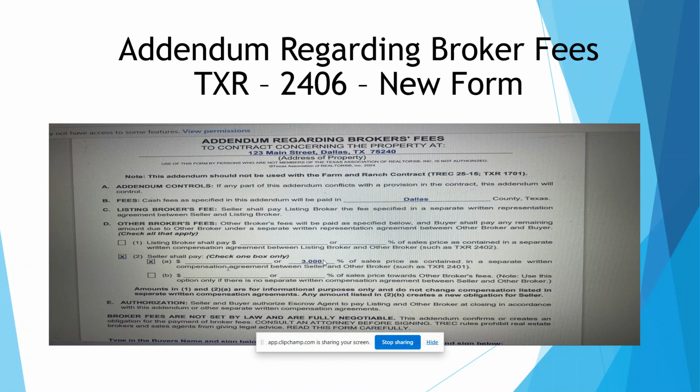And when you're signing the buyer's rep agreement in the first place, or the amendment to the buyer's rep agreement, your buyer should be aware that they may be on the hook for some amount of commission.